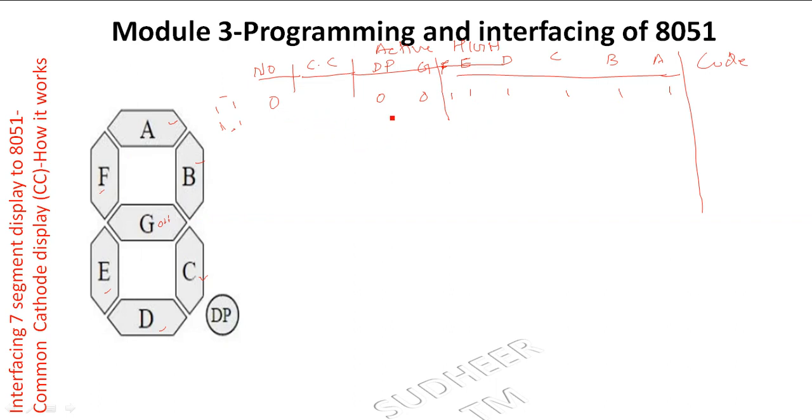So to show the numbers, let us see what the code is. The first 4 bits are 3, and the lower 4 are all 1, this is F. So the code to show the number 0 is 3F. Now I will show you what the code is for number 1.